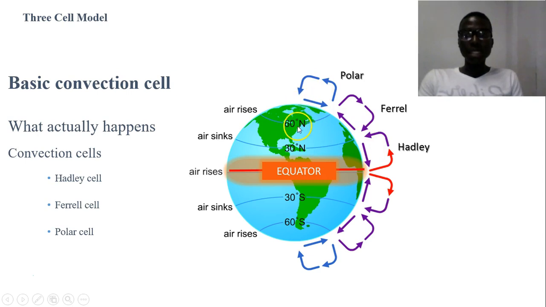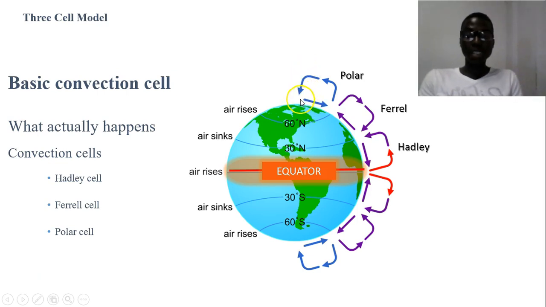Between 90 degrees and 60 degrees north and south of the equator, we have what we know as the polar cell. The polar cell is a result of the differences in insolation, as the polar regions receive less heat than the equatorial regions. So we have a high pressure cell here, which is a result of the air being so cold that it is more dense and starts to sink.